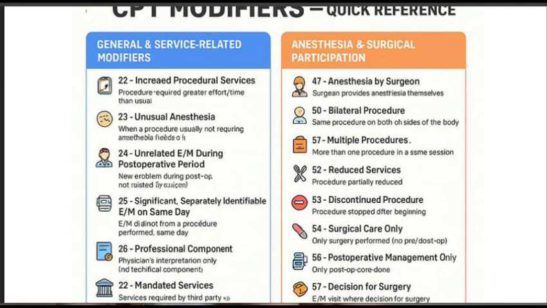Lots of the time coders get confused between 52 and 53. The major difference is that in 53 the procedure is discontinued, the procedure is stopped, and in 52 reduced services, the service is reduced. So there is a major difference; be cautious about that and read properly so you can analyze in a better way.